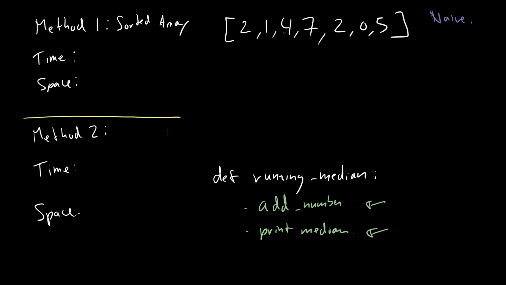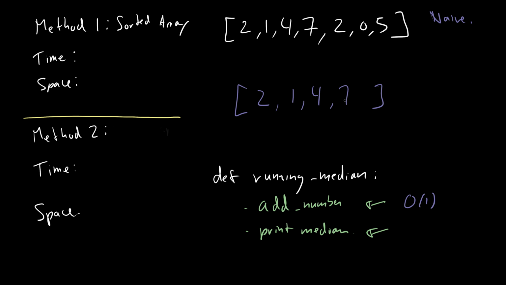Let's call it purple. The naive way would be we have an array, and every time we get a value, we put it here. So add is as simple as just adding it to the array. Add would be O of 1. This will be the time complexity. Perfect. What about find median? How do you do that?